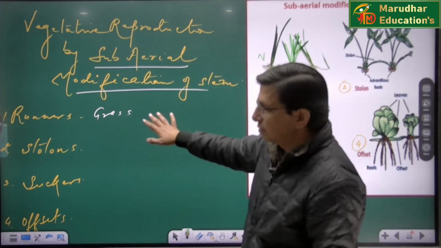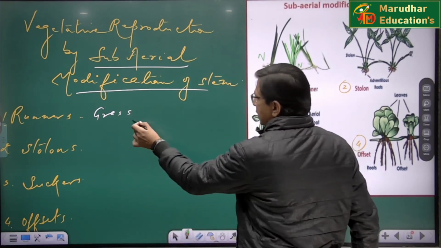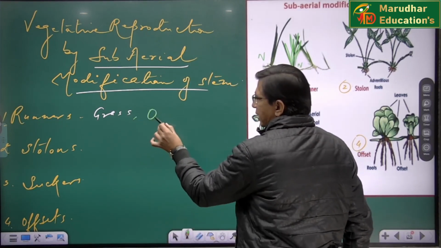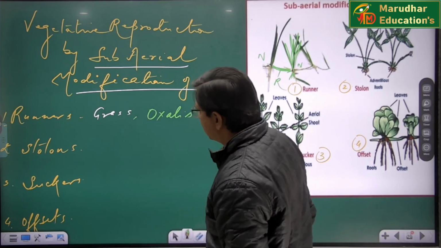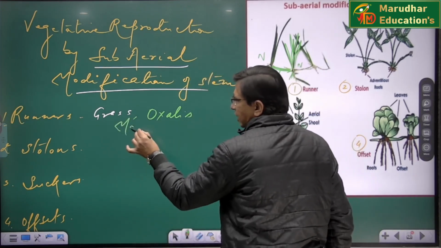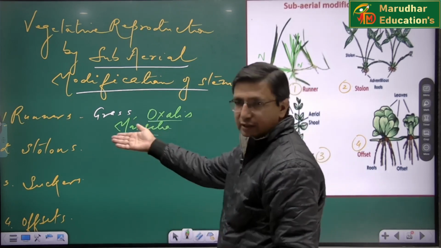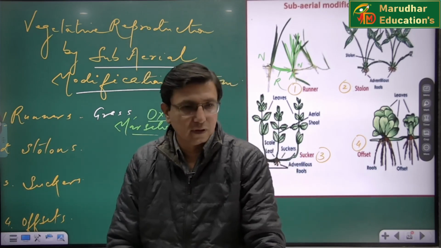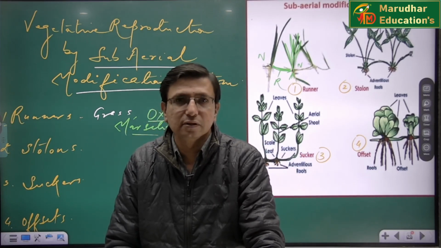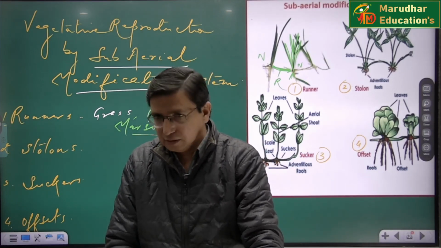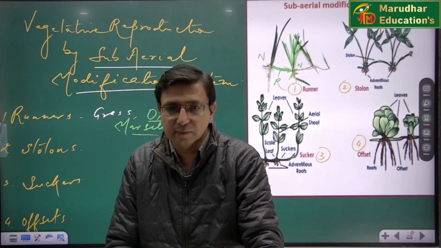So runners are an example found in grasses. In grass, runners are there. Another example I should give you is the plant oxalis. In oxalis as well, you have runners. In a pteridophyte called Marsilea, you have runners. So various plants, across various divisions of the plant kingdom, have adopted this method of vegetative reproduction. It's a kind of asexual reproduction, because only a single parent is taking part.